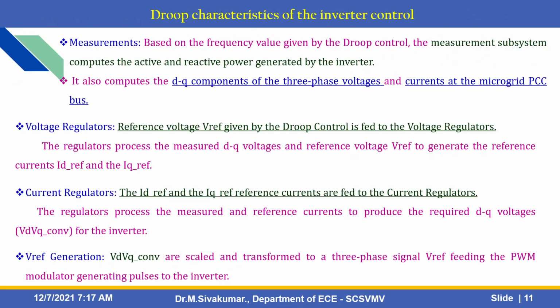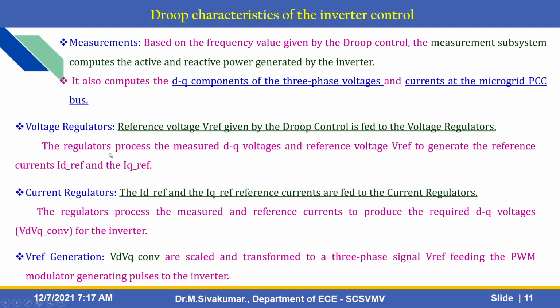Okay, here is the Droop characteristic of inverter control. What are the blocks in this Droop control method subsystem? Here, measurements are based on the frequency value given by Droop control. The measurement subsystem computes the active and reactive power generated by the inverter. It also computes the DQ components of three-phase voltages and currents in the microgrid PCC bus.